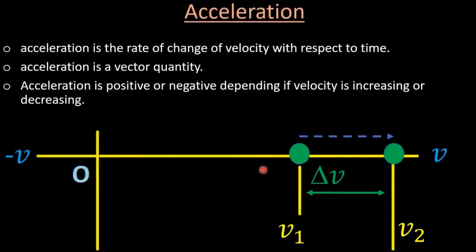Now we're going to talk about acceleration. So acceleration is the rate of change of velocity with respect to time. Let's say the particle is moving from this point to that point, and let's say it's at initial velocity v1 there, and then its speed increased up to v2. And if it does that in a time delta t, that would mean that its velocity has increased, and if we divide the two, we get acceleration. So acceleration is positive or negative depending on whether velocity is increasing or decreasing. If it's positive, that means the velocity is increasing. If it's negative, velocity is decreasing.